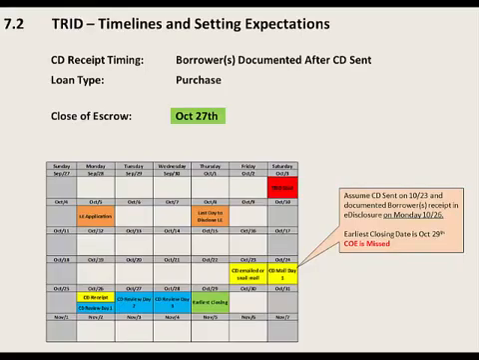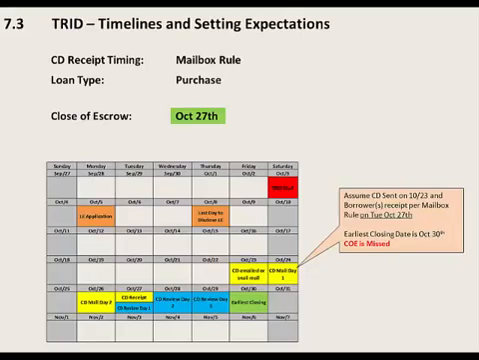In this example, all the same assumptions as the previous slide. It is a purchase transaction and close of escrow is October 27th. However, the borrower did not acknowledge receipt of the CD until Monday, October 26th. Based on the TRID CD review period, the earliest closing is October 29th, and we missed the close of escrow. There is not a method or option to close on the close of escrow October 27th.